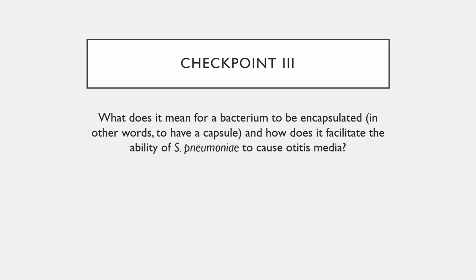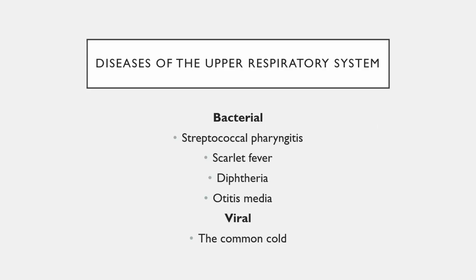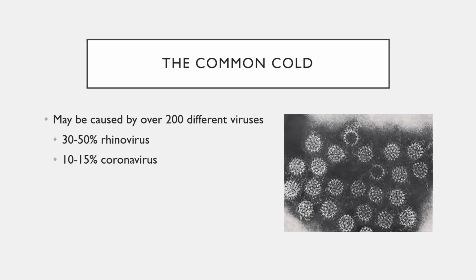So this completes our discussion of the bacterial upper respiratory system infections that we have chosen to focus on. And now we're going to take a look at our one and only viral upper respiratory system infection, and that is the common cold. And so the common cold is not actually the common cold because it's more like the common colds. It can be caused by over 200 different viruses that we know of. So there's many different causes of this thing we conceptualize as the cold.